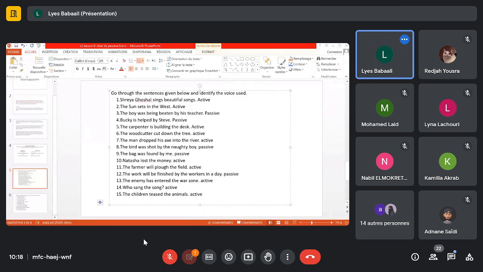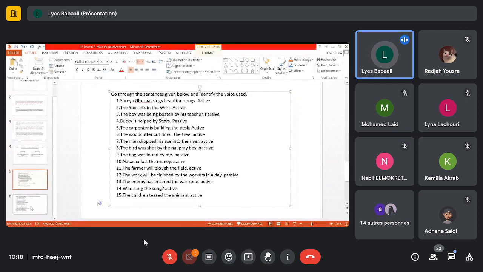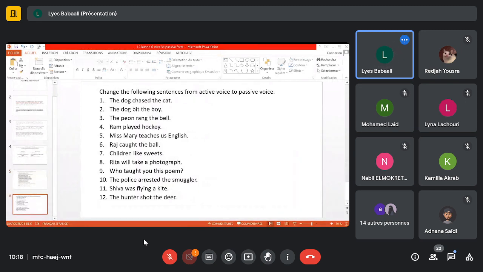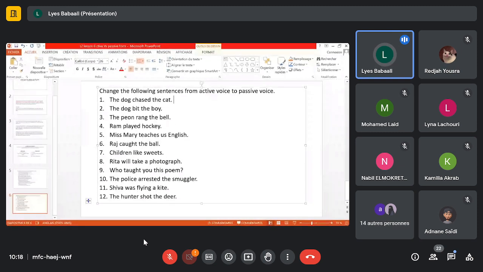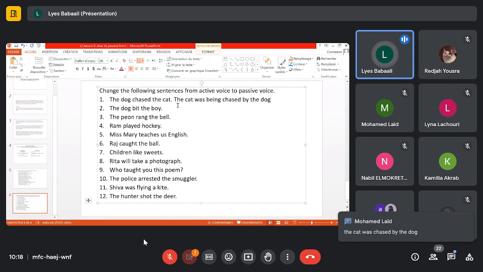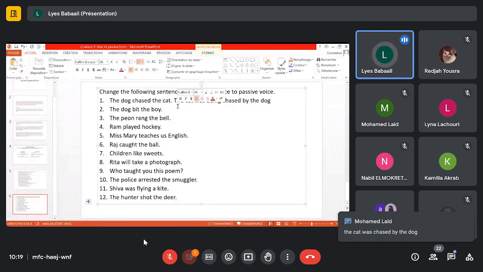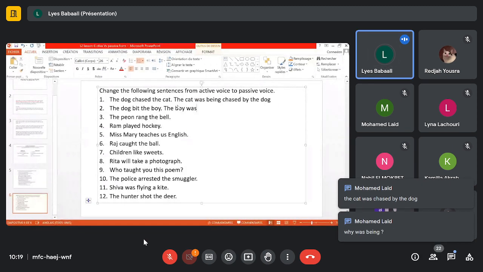Okay, with that being done, let's go for the second exercise. Here we have to change the sentence from active to passive voice. The dog chased the cat. The cat was being chased by the dog. The dog bit the boy. The boy was beaten by the dog.